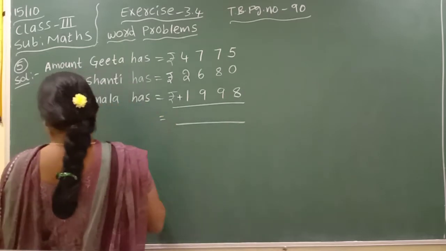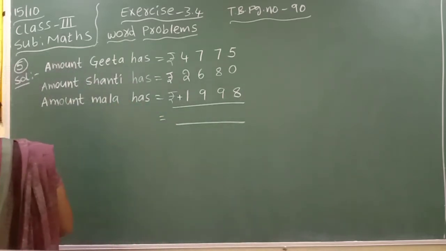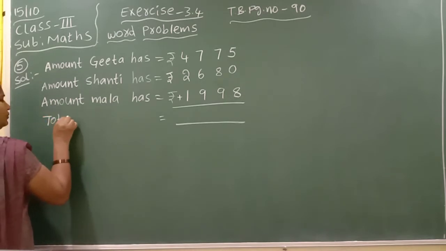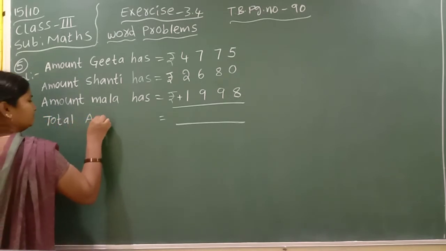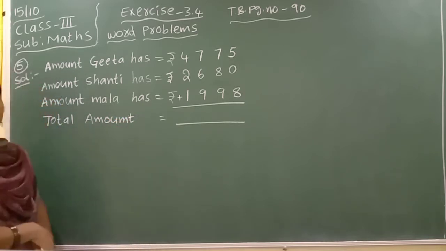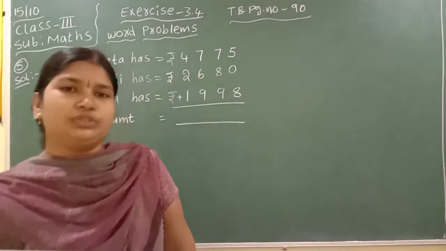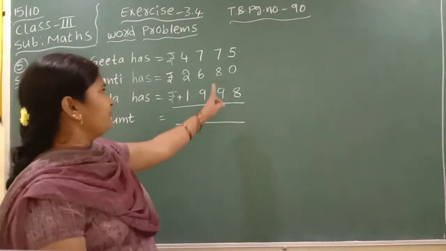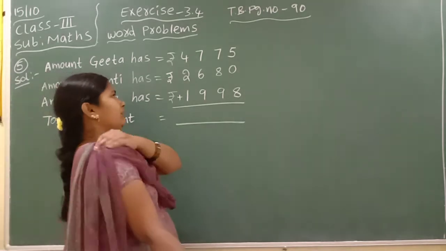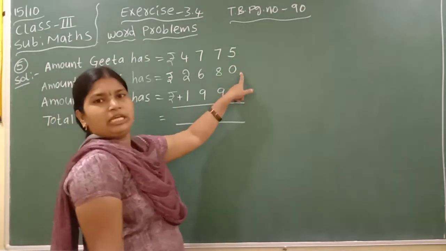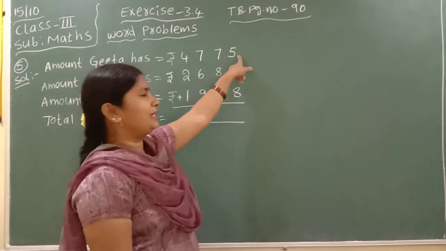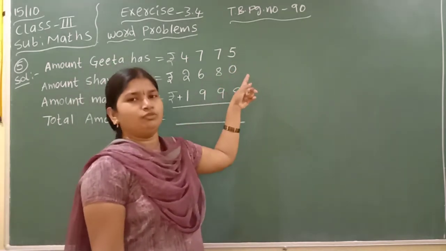Now we want to know what they have in all. That means it is called the total amount. Now you can add these three numbers. First you have to start addition from the ones place. Here 5, 0. If we add any number to 0, we get the number itself. 5 only. 5 plus 0 is 5.